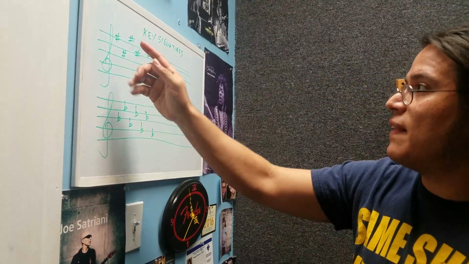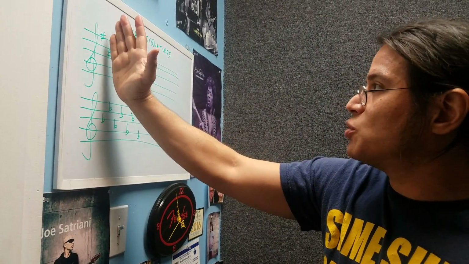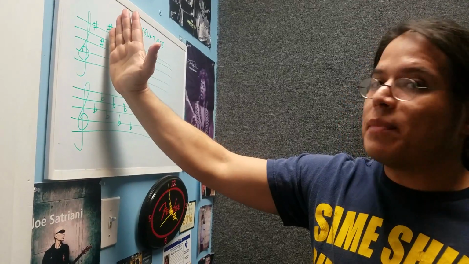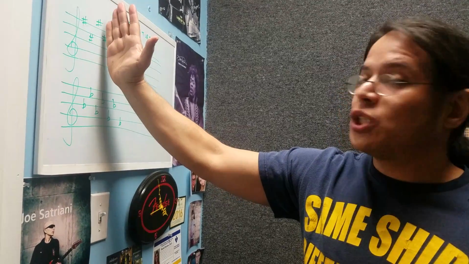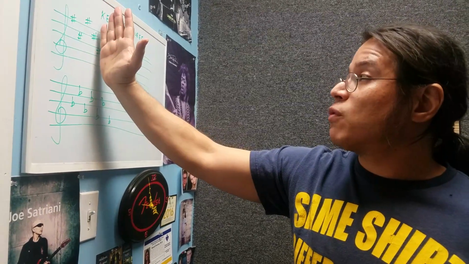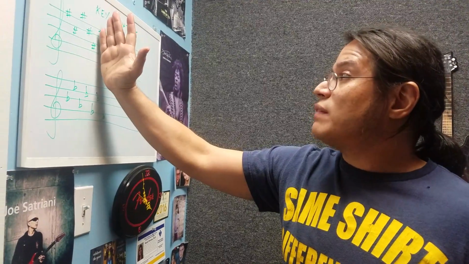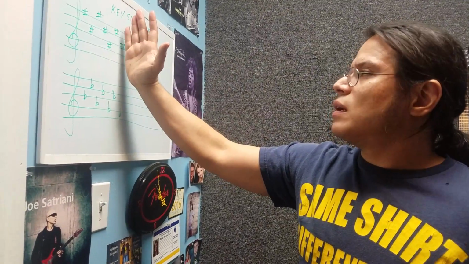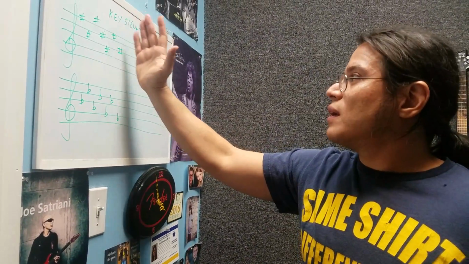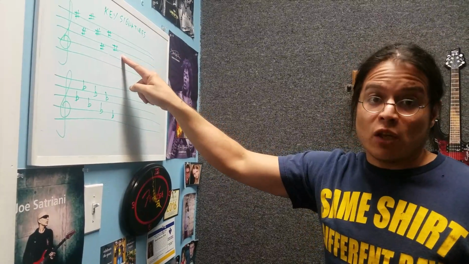Now, if you start from nothing, that's the key of C, and then each one of these, one sharp is one key, that's the key of G. Two sharps, that's the key of D. Three sharps is the key of A. Four sharps is the key of E. Five sharps, the key of B. Six sharps, the key of F sharp. And finally, seven sharps, the key of C sharp.